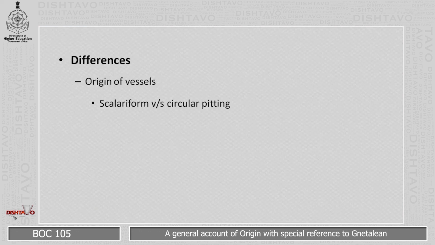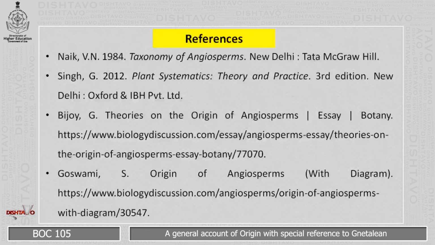Though both show the presence of vessels, the origin of the vessels is different. In the case of angiosperms, they arise from scalariform pitting, whereas in the case of Gnetopsids, they arise from circular pitting. So there are similarities as well as differences, and we have already seen that there are some of the authors who are supporting the theory saying that the Gnetopsids have given rise to the angiosperms. However, there are some objections which are also being put forth which say that Gnetopsids are not giving rise to that of the angiosperms. These are some of the online and offline references for your further reading.